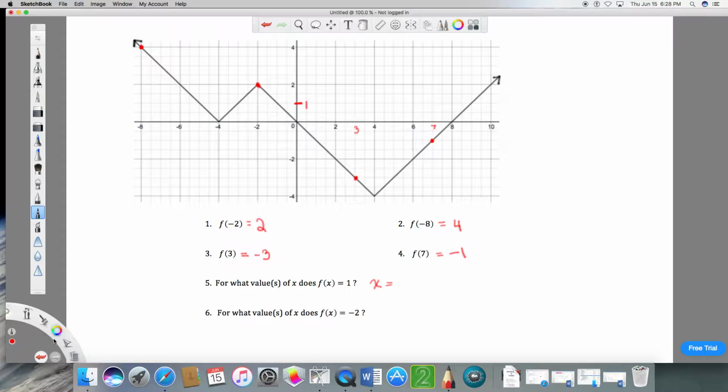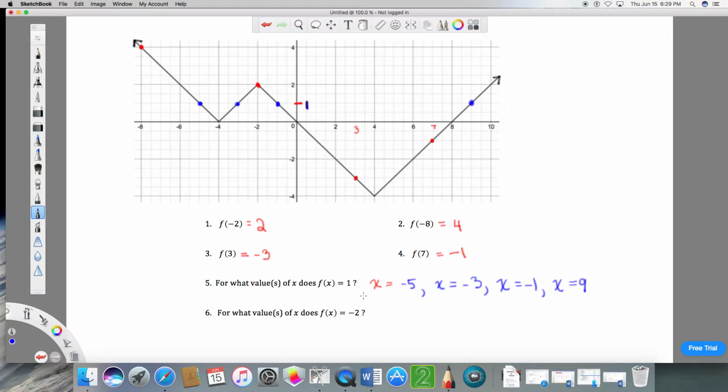So, here, I want to change colors. When y is 1, I can see that this point has a y-coordinate of 1. This point has a y-coordinate of 1. This point has a y-coordinate of 1. And way over here, this point has a y-coordinate of 1 too. So I have 4 different x values that all have a y-coordinate of +1. That's happening at x is equal to -5, at x is equal to -3, at x is equal to -1, and at x is equal to 9.